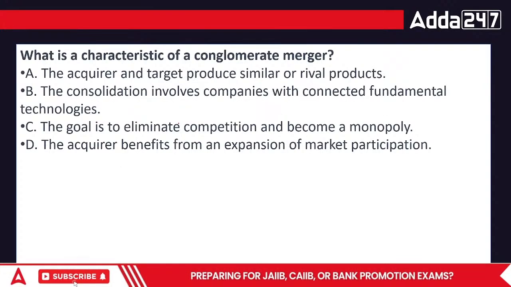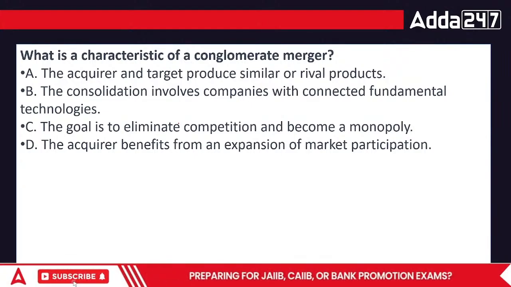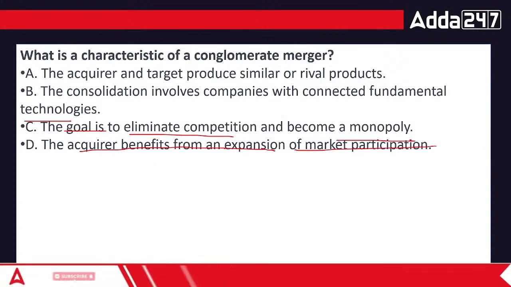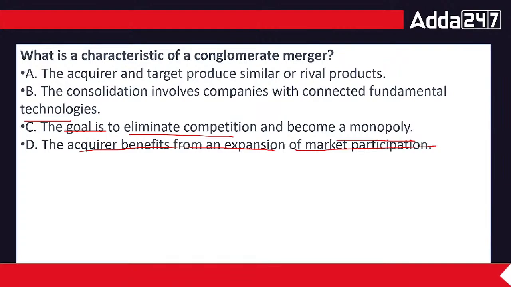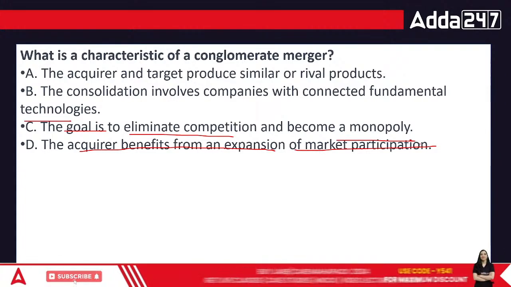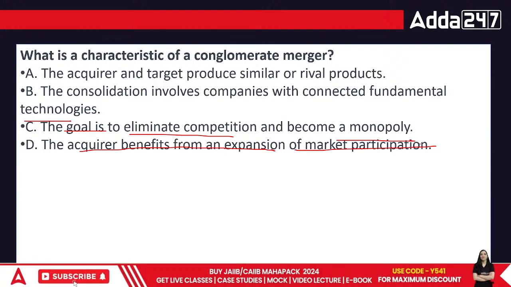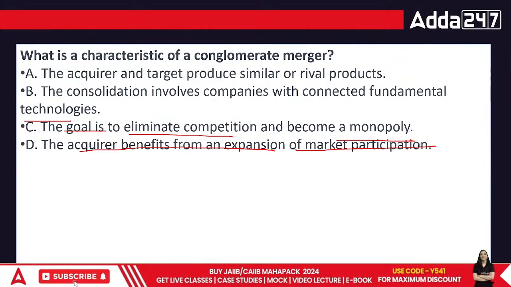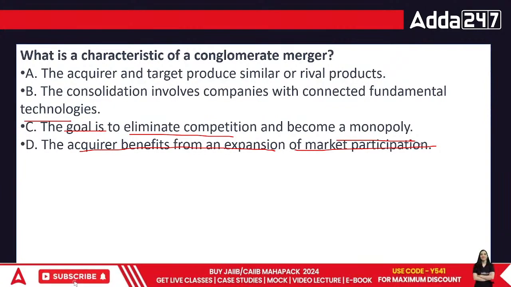Acha, what is the characteristic of conglomerate? Okay, here comes the conglomerate as well. Go ahead and look forward to the answer. The acquirer and target produce similar or rival products. The consolidation involves companies with connected fundamental technologies, or the goal is to eliminate competition and become a monopoly, or the acquirer benefits from an expansion of the market participation. Done. So, what's going to be the answer?